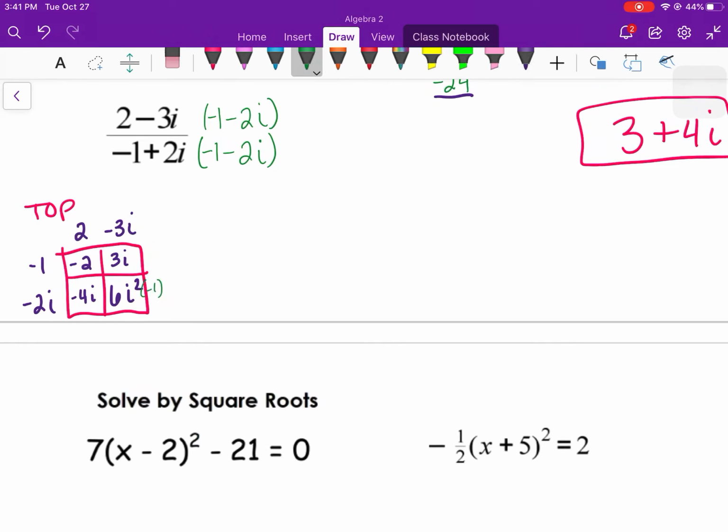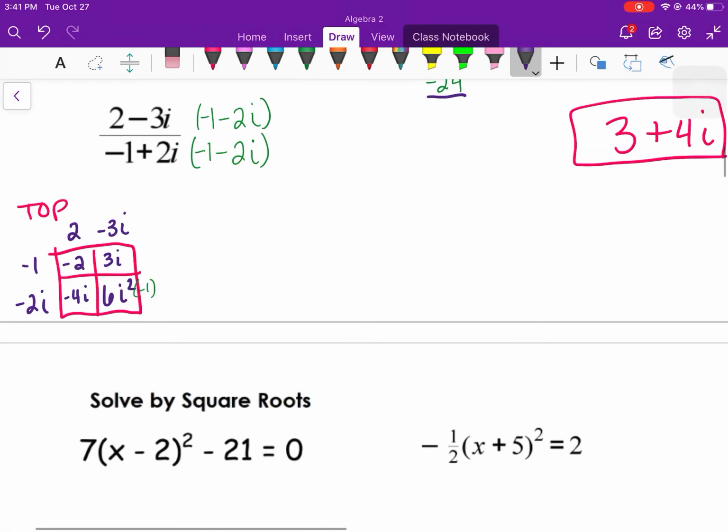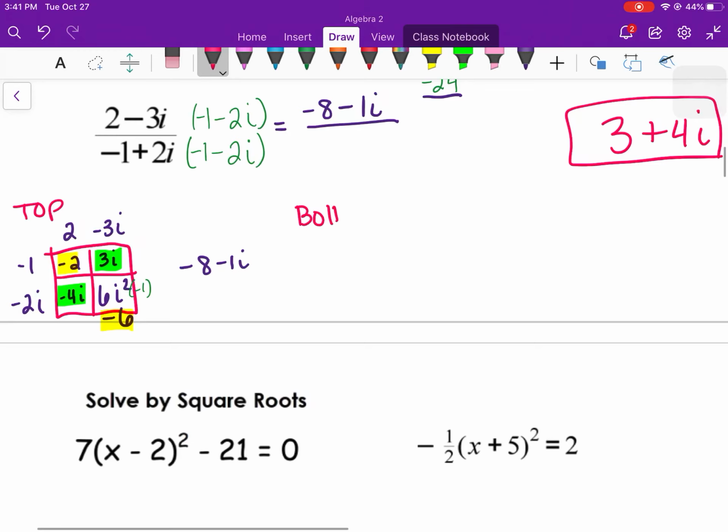Then i squared is equal to -1 here. So this box is actually going to simplify to just -6. 6 times -1. And then combine like terms, -2 and -6 will be -8. And 3i plus -4i will be -1i. So that's what the top will simplify to, -8 minus 1i. Over, then you need to multiply out the bottom.